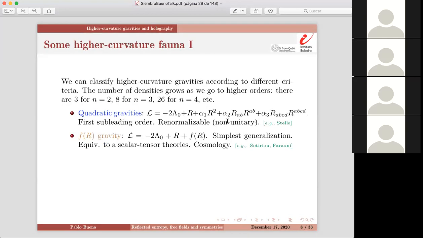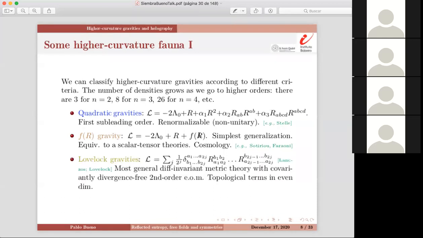So this is an example of a theory that you may use as a toy model of quantum gravity, to try to improve some aspects of Einstein gravity and see where you can get. F of R gravity is perhaps the simplest generalization, where what you do is just consider, besides the Einstein-Hilbert term, or perhaps even without it, some function of the Ricci scalar. These are equivalent to scalar-tensor theories and appear all the time in cosmology. There are thousands of papers on this. In particular, the Starobinsky model is an example of this.